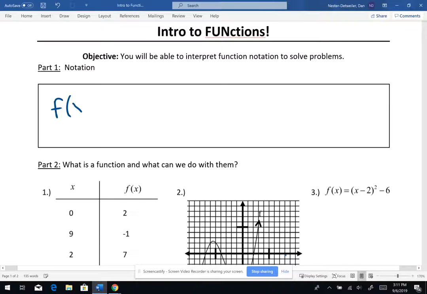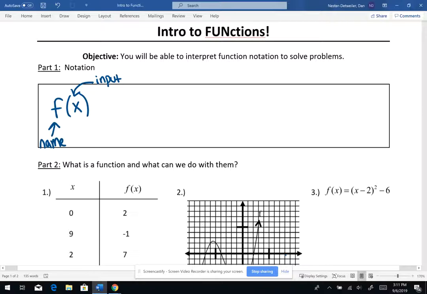Often when you see function notation, it will look like this. Not always, but often. The key thing to know is whatever's in front of the parentheses is just the function's name. So this is telling you, if you're looking at a graph or a table, you're working with the function named f. Whatever's in the parentheses, and it may look like a variety of things, is the input, or what you're plugging in the function.